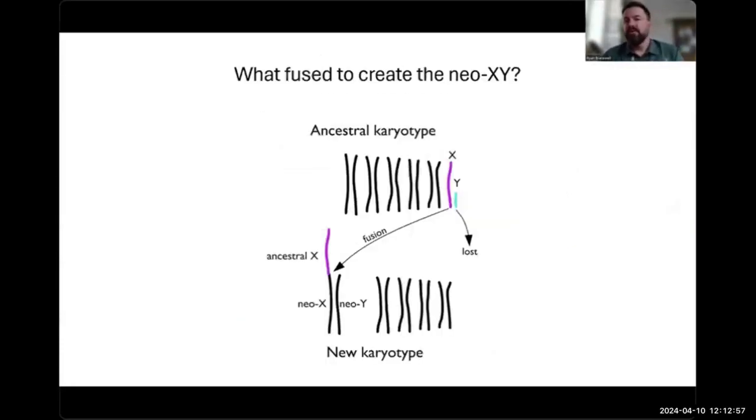One of the things we're very interested in is what actually fused to create the neo-XY in this system. As I mentioned, those chromosomes are actually quite large. And just as a quick refresher, what we're talking about here is a situation where in the ancestor, the ancestral X chromosome would have fused onto this neo-X. What autosome was it that it actually fused to?